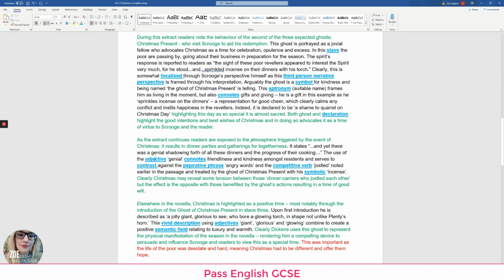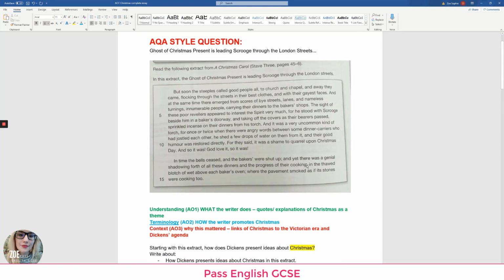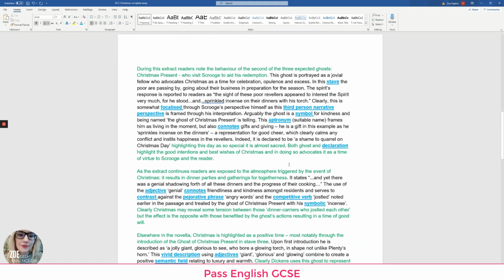As it continues, readers are exposed to the atmosphere triggered by the event of Christmas. It results in dinner parties and gatherings for togetherness. It states, "and yet there was a genial shadowing forth of all these dinners and the progress of their cooking." Here, this bit. So I'm moving in order of it. I wanted to pick two examples.